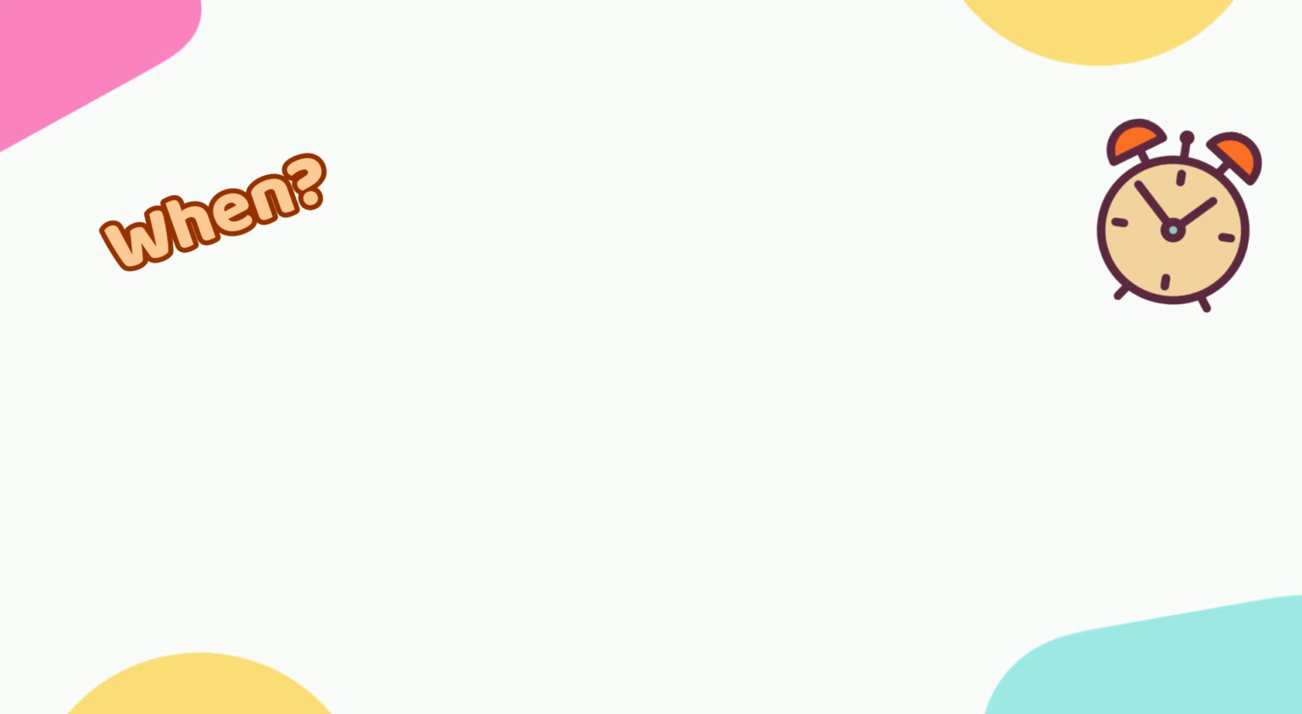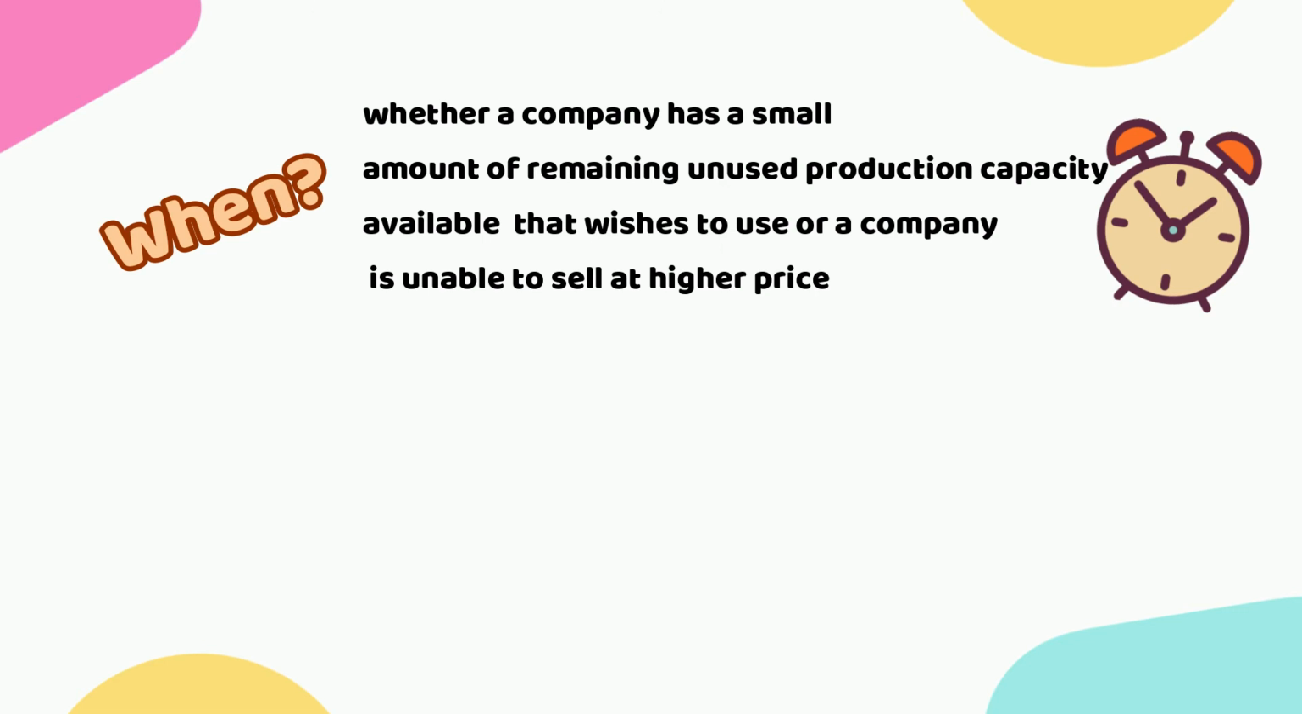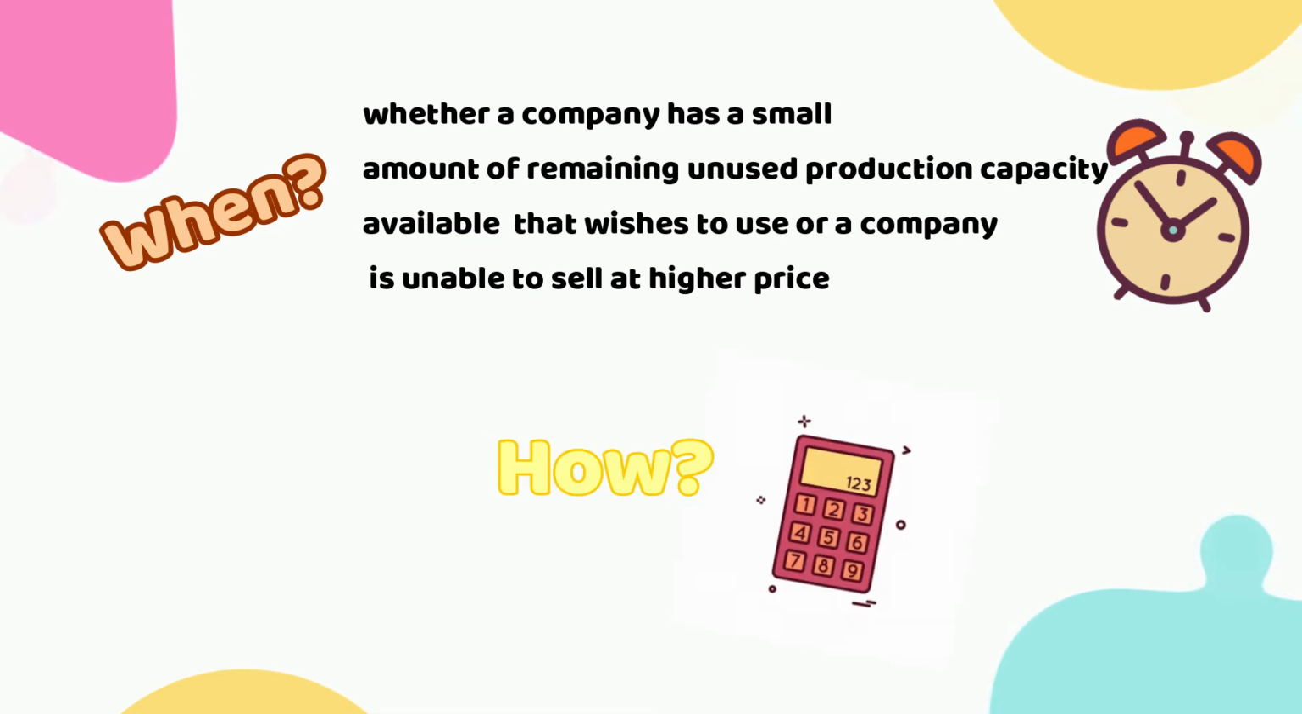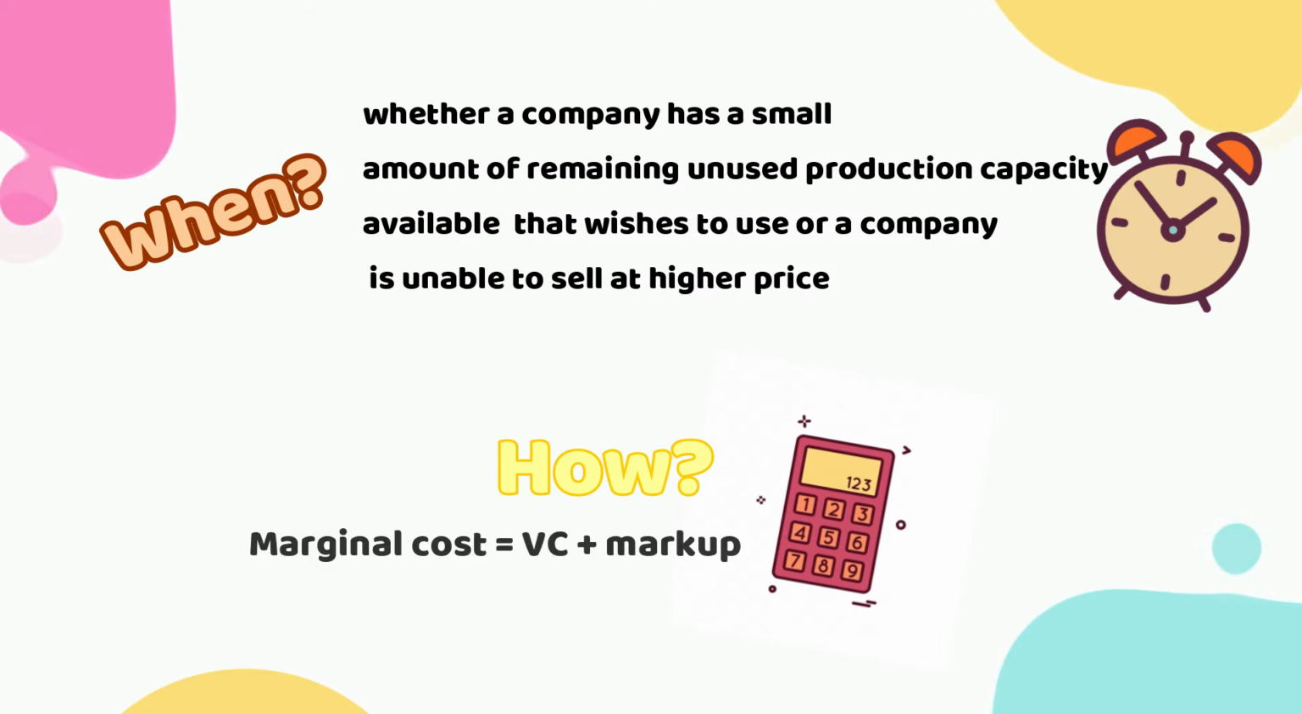When to use this method? This method usually arises in two situations: either a company has a small amount of remaining unused production capacity that it wishes to use, or a company is unable to sell at a higher price. How to calculate using the marginal cost method? Variable costs add markup to determine the selling price of a product.